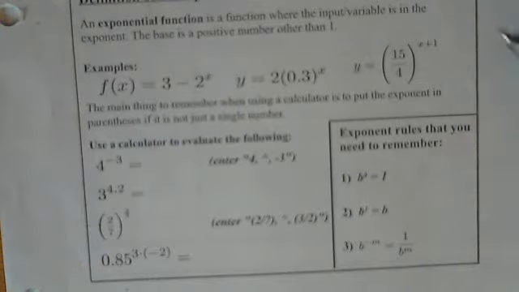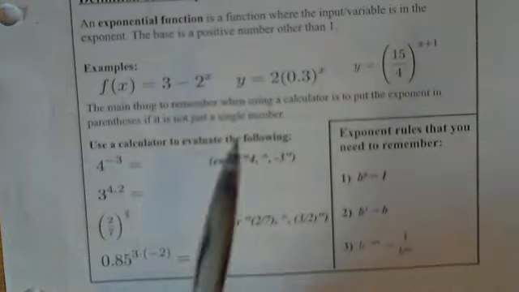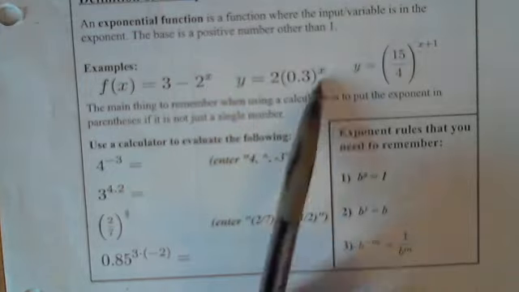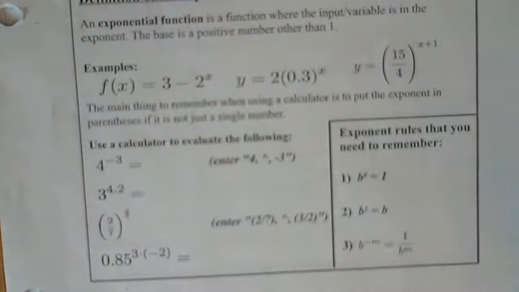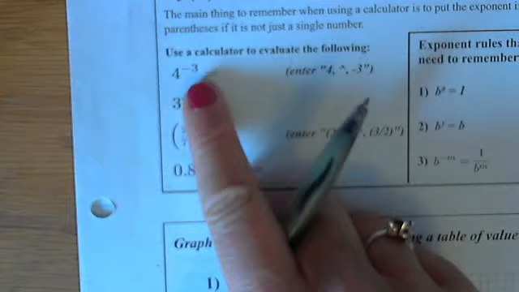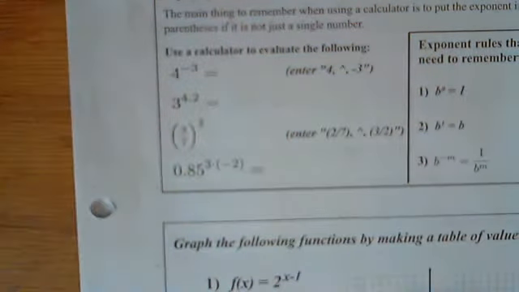The first thing you need to realize, the difference between a quadratic function and an exponential function, both use exponents, is in an exponential function you will find the variable in the exponent. The variable is in the exponent. So that's the difference. Let's go down here. 4 to the negative third power. If our variable was in the exponent, in this case we'd be putting in a negative 3 for the variable.